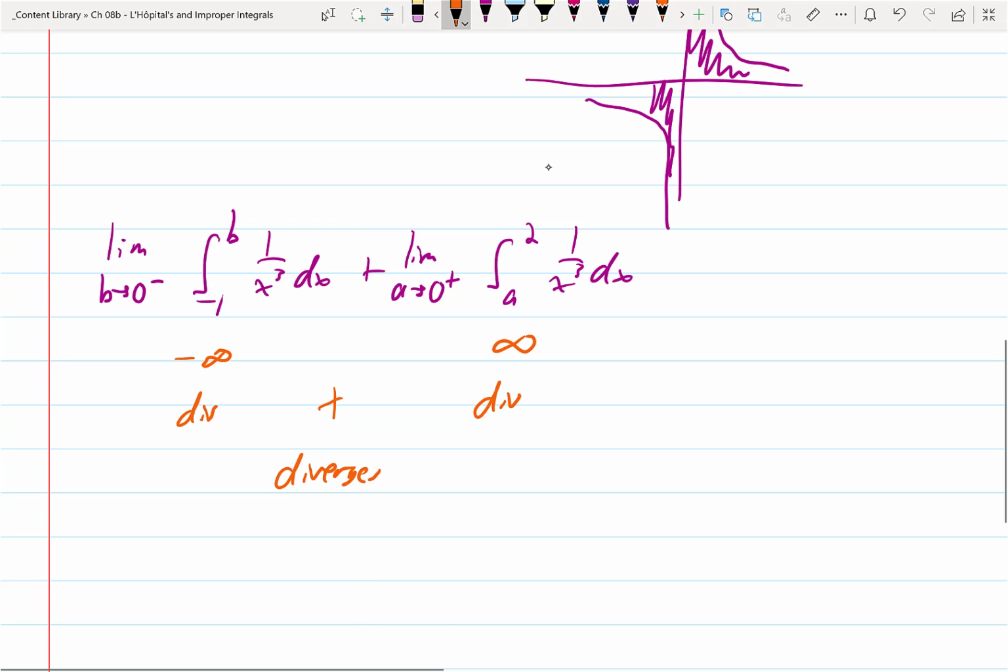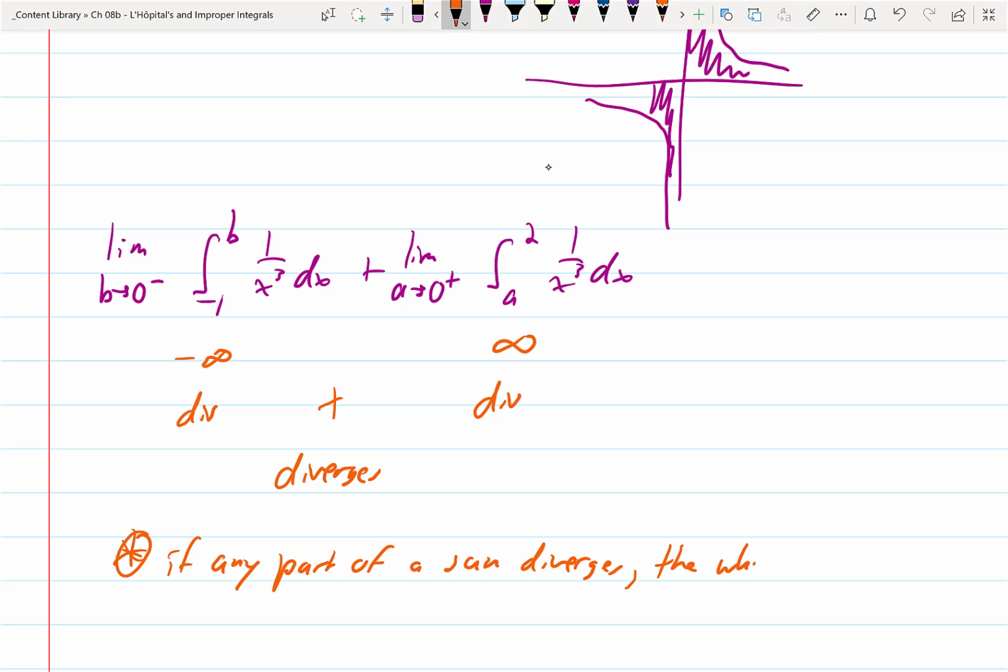So the rule that you're going to have on these is if any part of a sum diverges, whether positive or negative, the whole thing does. You're going to get these sums when you split your integrals up into multiple pieces. But even if a single one of them diverges, then the whole thing does, which can speed things up because you only need to establish that one part is divergent to say that the whole thing is.